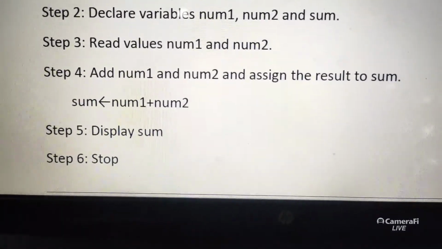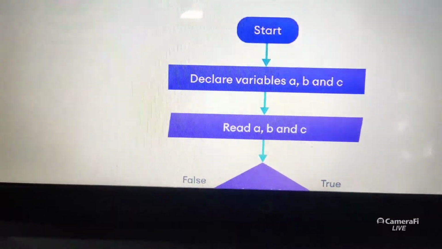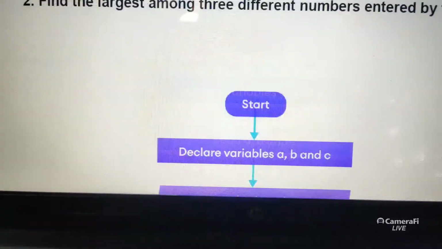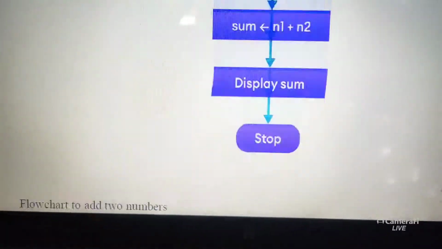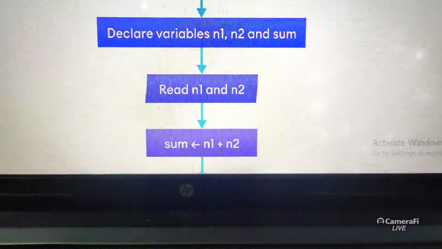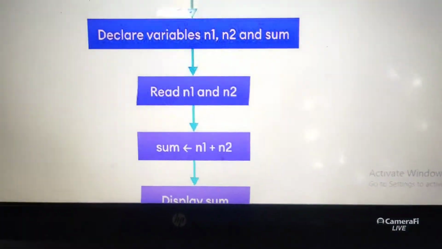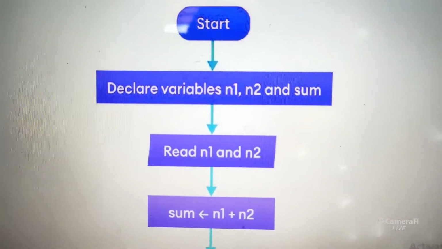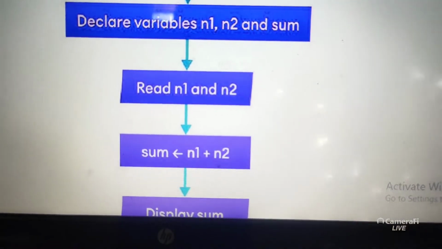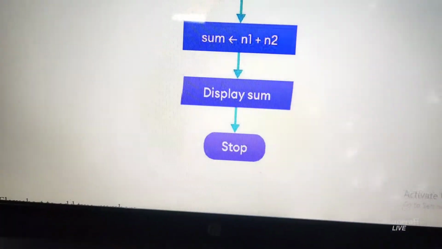If the same algorithm is represented as a flow chart, then it will be like this. See first this one. Start, declare variables n1 n2, number 1 number 2, read n1 n2. You can take number 1 or n1. Shortly I have taken here n1. Or you can write here num1 and num2 fully. Read num1 num2, store the data in sum. Display sum.